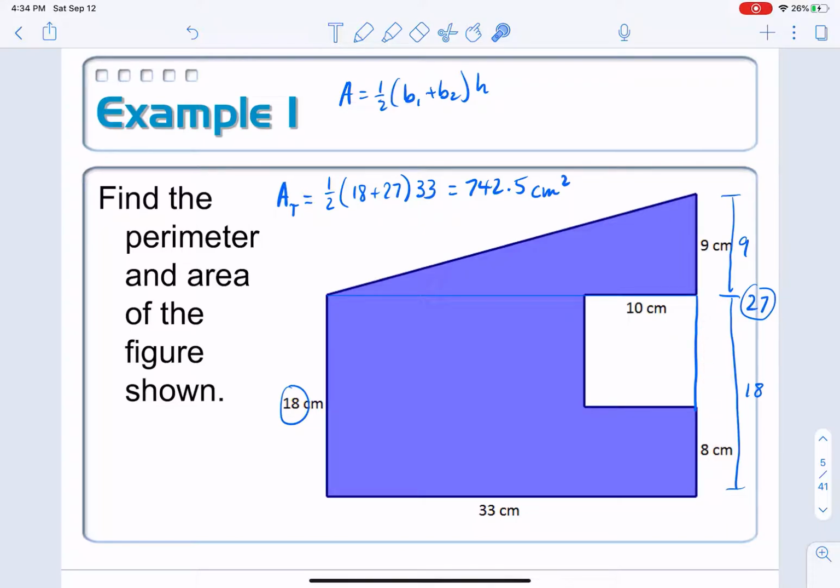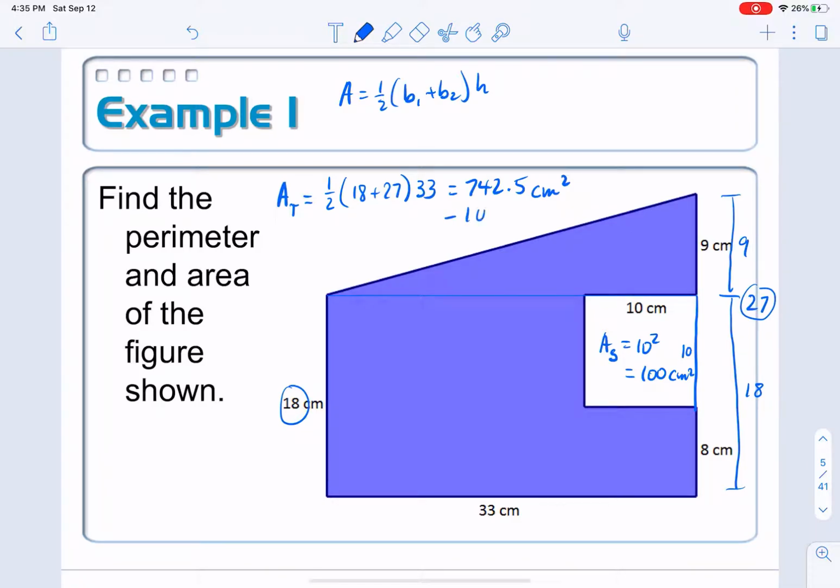Now if I subtract off this bottom piece here, 18 minus 8, I can see that this segment that I added in there is 10, making this thing a square. So the area of this square now is 10 squared, side squared. That's 100 centimeters squared.